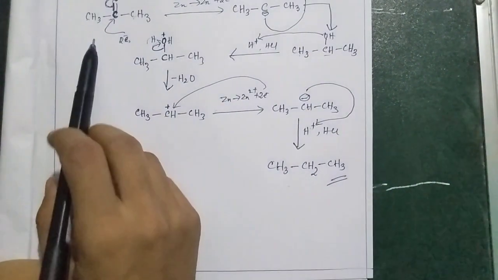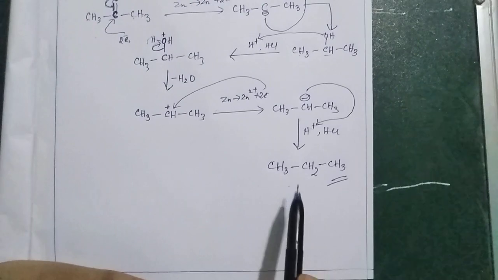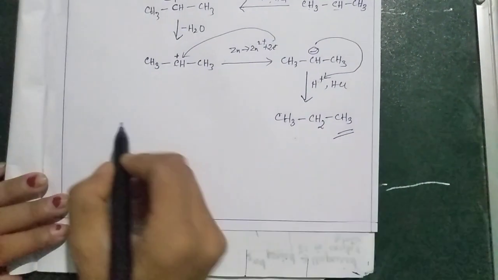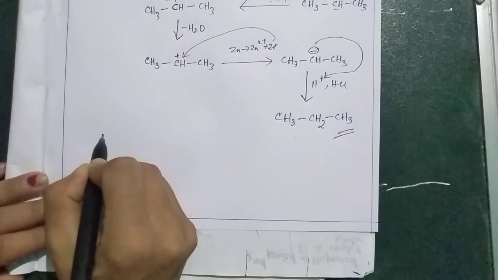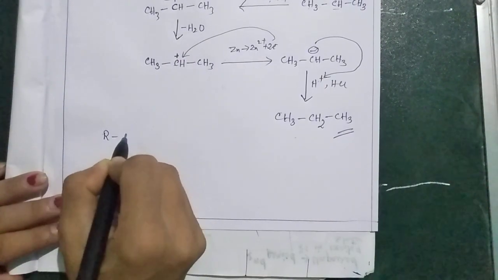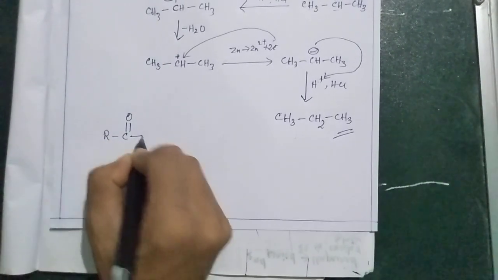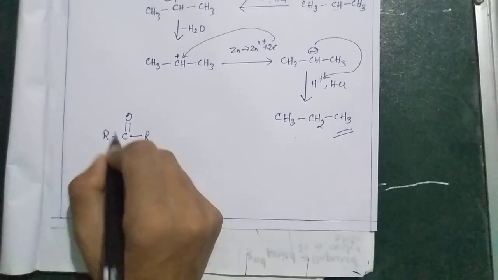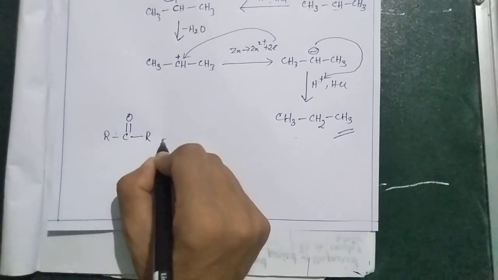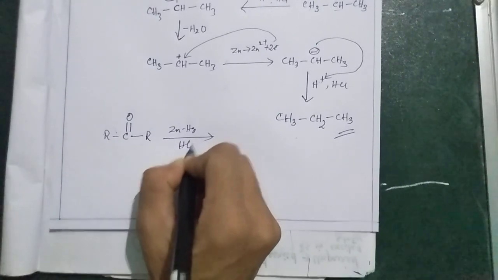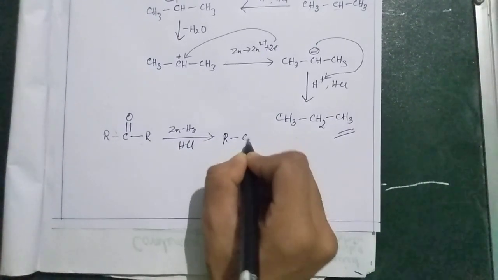So this is the mechanism of the Clemmensen reduction, where we change propanone to propane, that means the corresponding ketone to the corresponding alkane. In this way we can write the general formula like this. So this is your ketone. This R means what? Carbon group. If I put in this Clemmensen reagent, HCl, it will change your carbonyl group into CH2R.